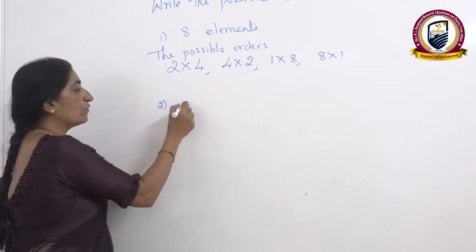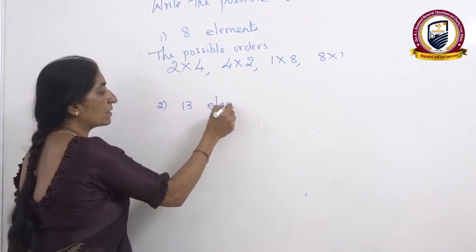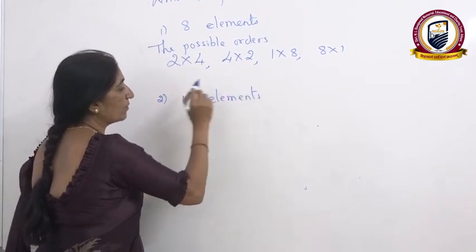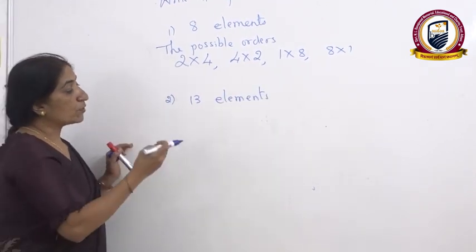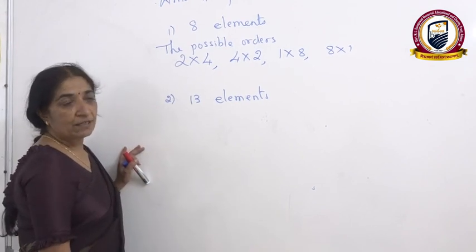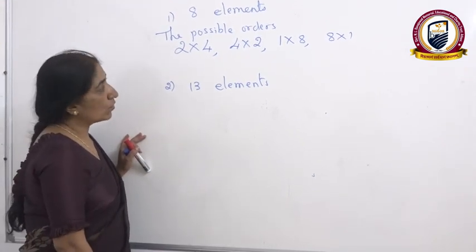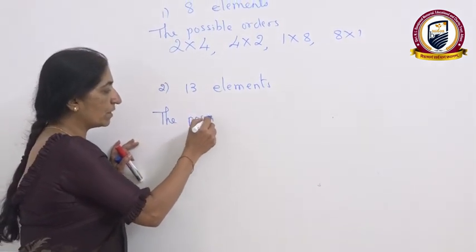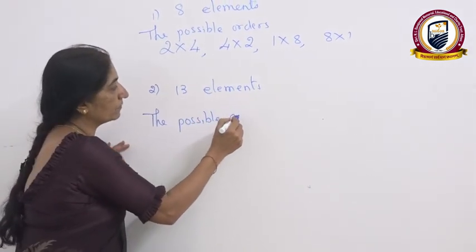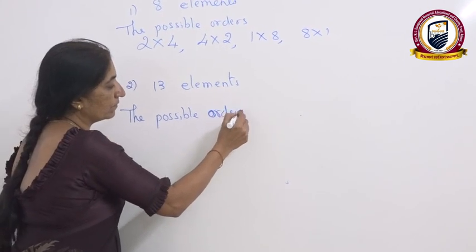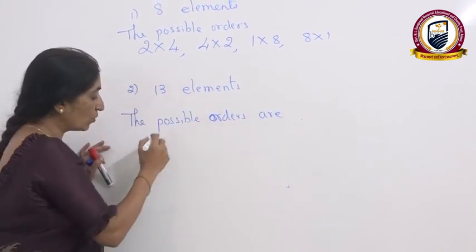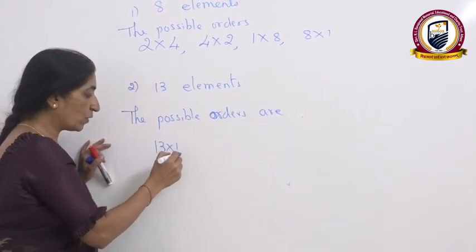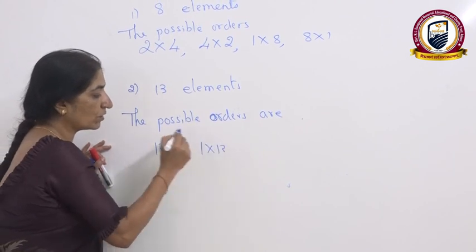Second one, if it has 13 elements, you have to split the number 13 such that the product of two numbers will be 13. Then tell me, what are the possible orders? The possible orders are only two splittings. One is 13 into 1 and another one is 1 into 13.